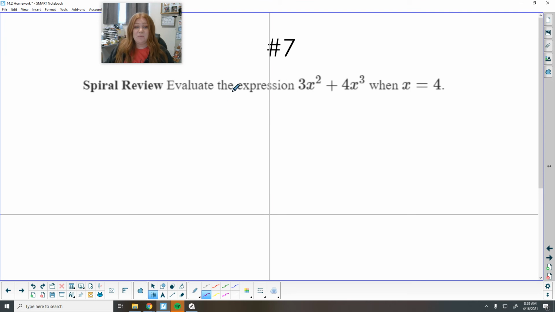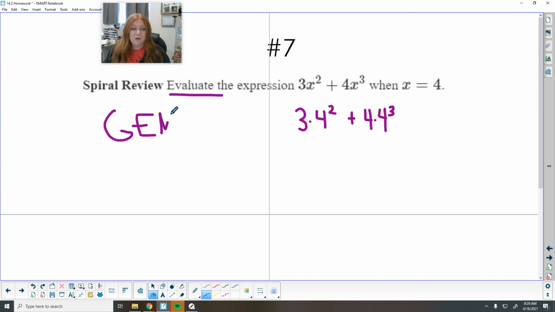Okay, number 7, we're going to evaluate. So simplify as much as you can when X equals 4. So let's substitute that in. So we have 3 times 4 squared plus 4 times 4 cubed. Remember, we've got to use our order of operations, our GEMS. First we look for groups. Do we have any groups? No. Now we look for exponents. Write them out. What does this mean? 4 to the second power means we have 4 two times.